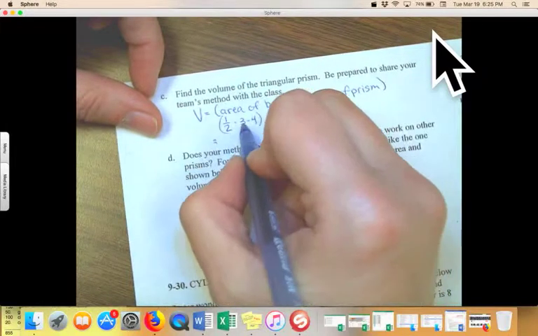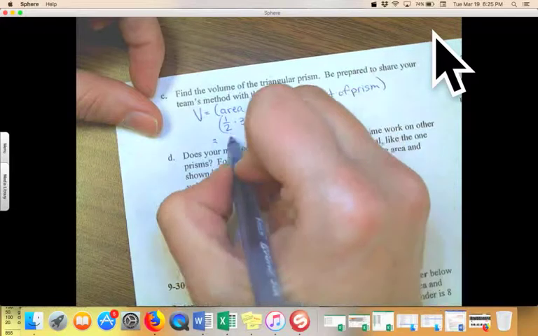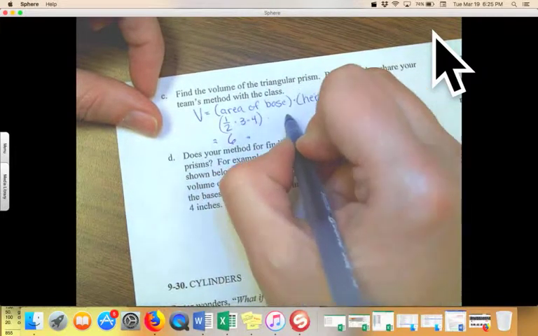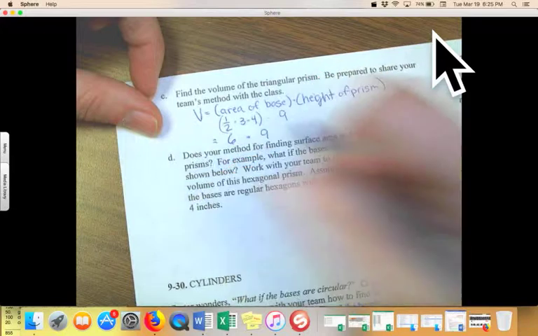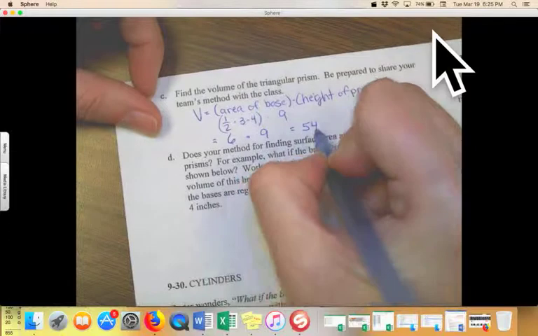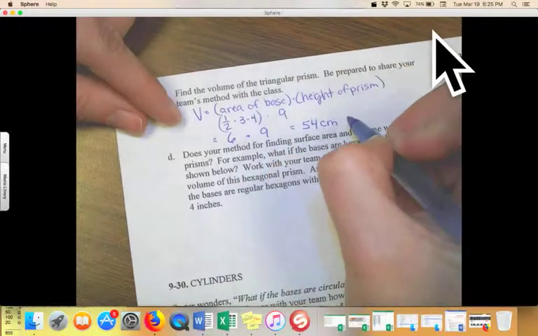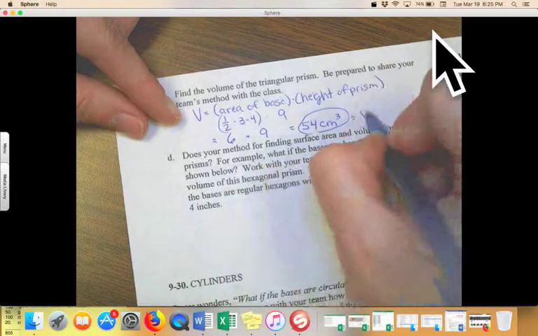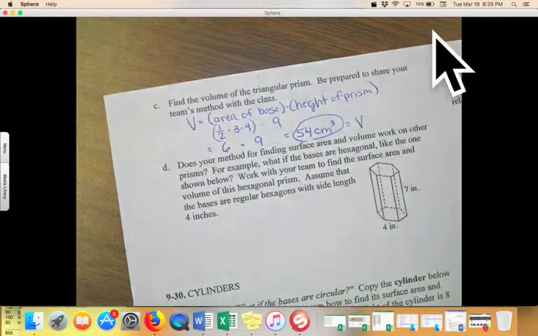Okay? 4 times 3 is 12. Half of that is 6. And we're multiplying that times the height of the prism, which in our case here is 9. So 6 times 9 then is 54. And we are working in centimeters. Volume is in cubic units. So 54 cubic centimeters for our volume.